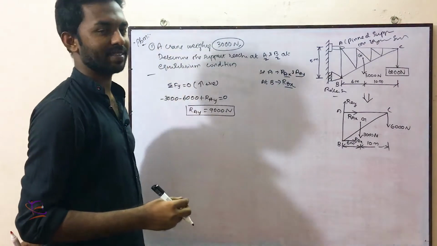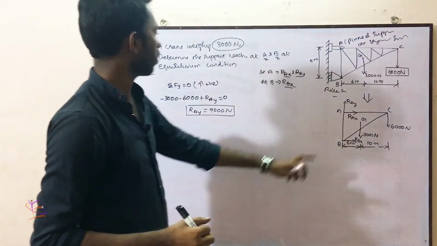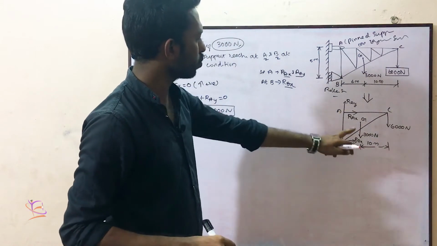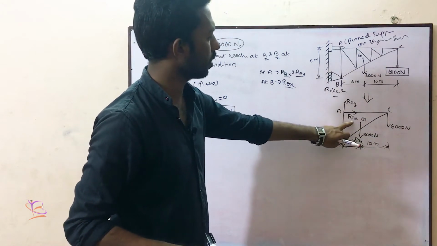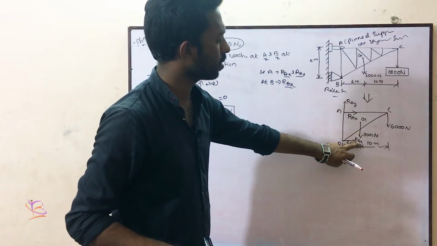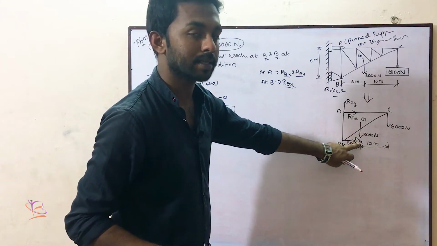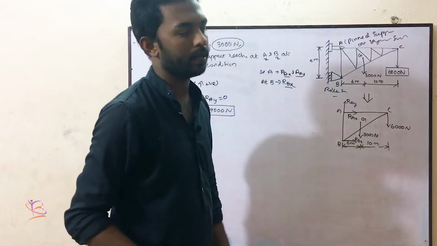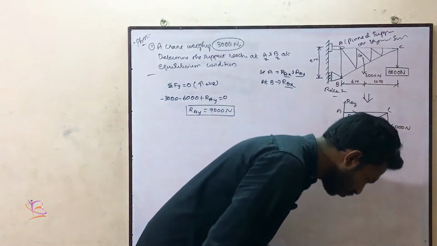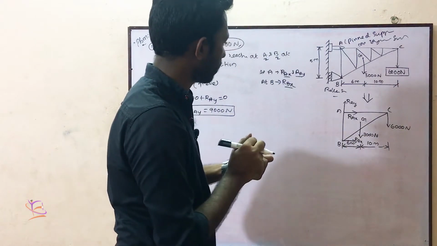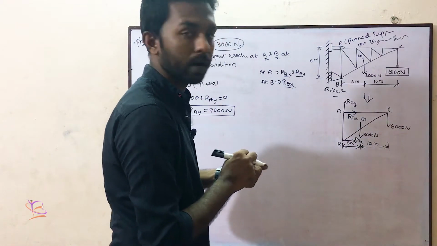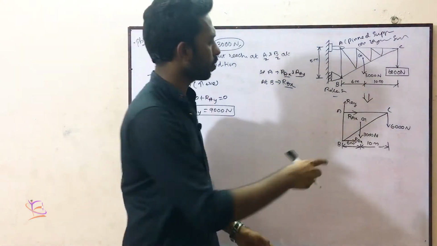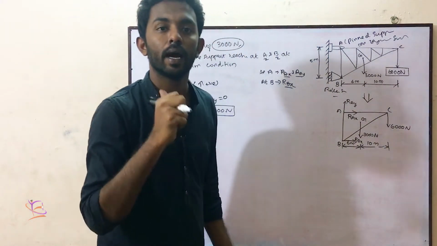This is calculated. So now we know the value for RAY, that is 9000. Now two unknowns are there: reaction AX and reaction RBX, the X components at A and B. Now what we can do is take some moments. You can take moment about any point. Now listen to me. If you are taking moment about this point, what will happen?